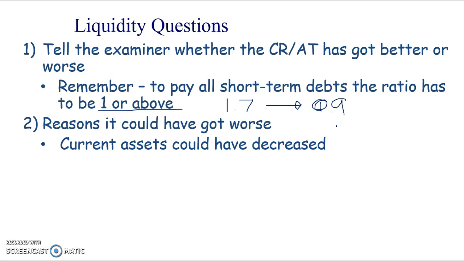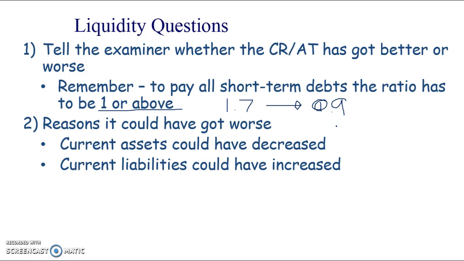So they just generally don't have as much cash available, or current liabilities have increased. So they've got higher overdrafts, maybe because of expansion as well. Maybe they owe their suppliers a lot of money. So those are reasons it could have got worse. The most likely question that you're going to get as a kind of 3-marker to follow up the calculation would be the consequences for the business.